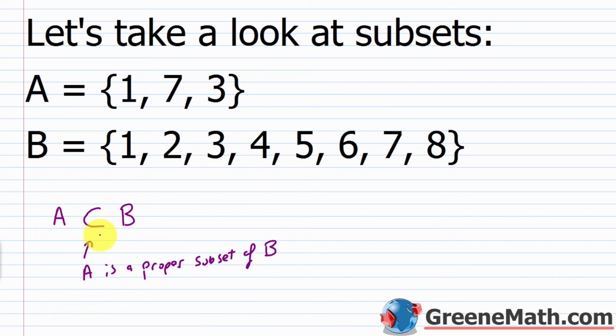And a lot of times this gets confusing because you have A and you have B, and this kind of looks like a C. So let me make it a little longer. I'll also do it in a different color. So it kind of looks like a C. But that is the symbol for is a proper subset of. Again, if you look at A, it's got 1, it's got 7, and it's got 3.